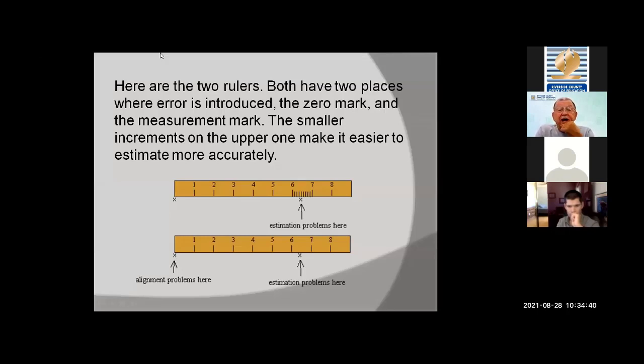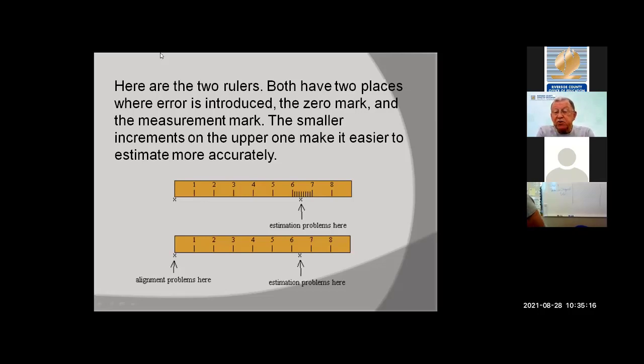Here's the 2 rulers. There's 2 places on each linear measurement like this where you can make mistakes. The first one, you have alignment problems at the very beginning, wherever you set the base of the ruler. If you don't set it in the right place, you're not going to get a good measurement. And then the other estimation is at the end of whatever item it is you're trying to measure. In this particular case, if you're trying to measure something that's between 6 and 7 inches long, obviously you can get more accurate using the top one, because you can look up there and say, well, that looks like 6 and 3/8 or 6 and 6.5, somewhere in there.